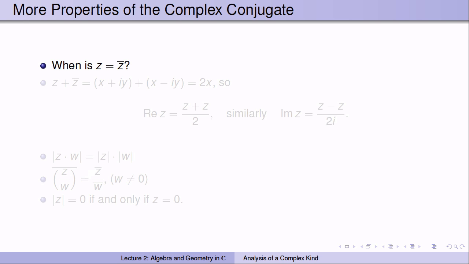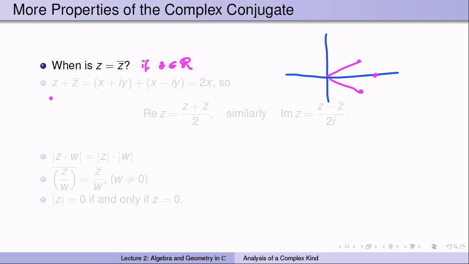Now, when is it the case that the conjugate of a number is equal to the number itself? We learned that the conjugate is simply a reflection with respect to the x-axis. So when is the reflection with respect to the x-axis the same as the number itself? So when is this number equal to its own reflection? Only if the number was on the real axis to begin with. So this is the case if z is a real number.